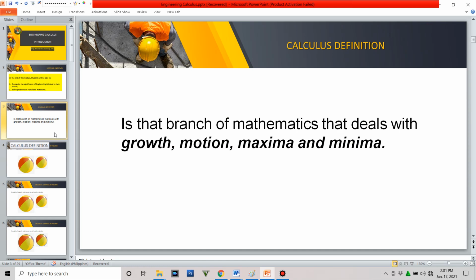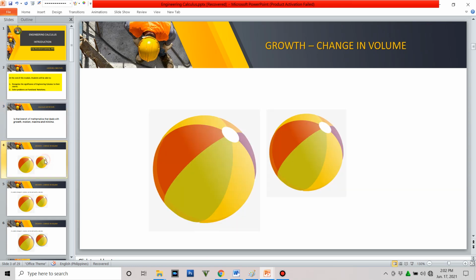So meaning, the keyword here is a certain change. In essence of time, there are always changes, wherein variables are used to change from growth, motion, maxima, and minima. To illustrate that further, let us consider this ball. Two balls actually. Balls are in terms of the spherical shape.